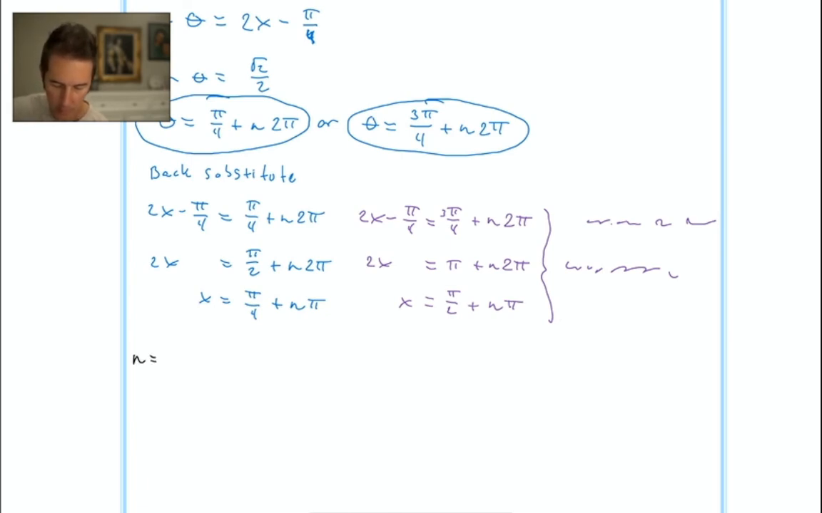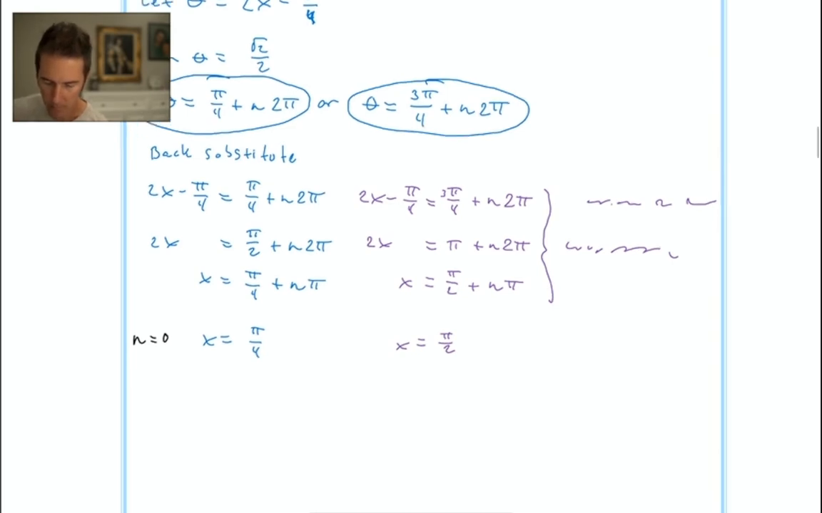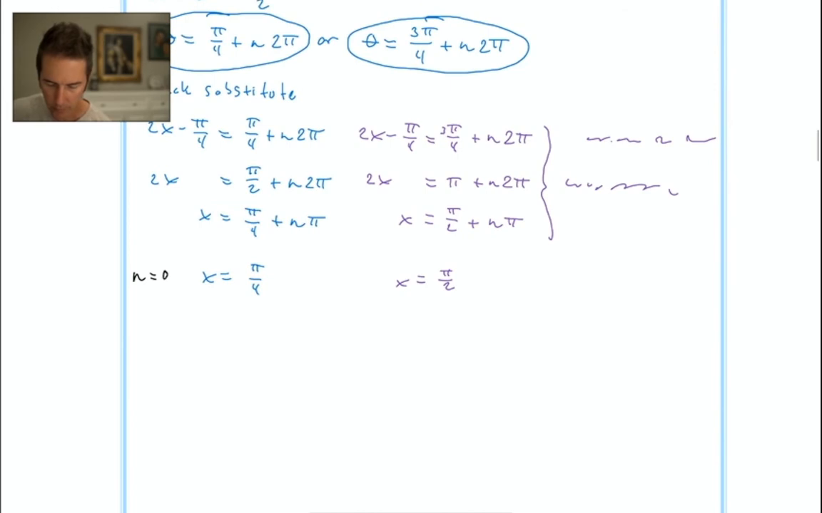Let's let n equal 0. That gives us x equals pi over 4. That is within the interval from 0 to 2 pi, so I like that one. x equals pi over 2. If you want to put plus 0 pi on both of those, you're welcome to. I'm not going to do that. Slide that up a little. Great, so that's our first n value. Both of those are in.